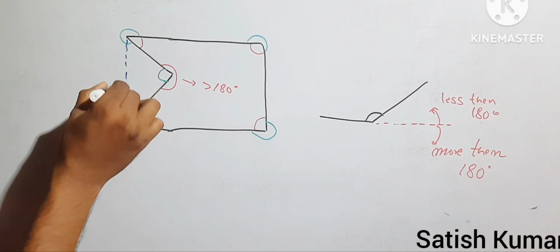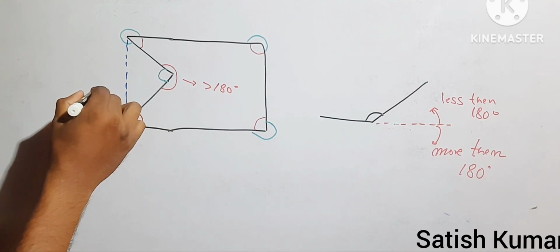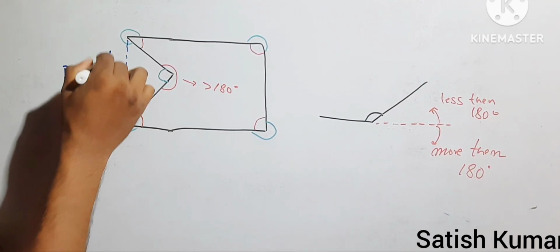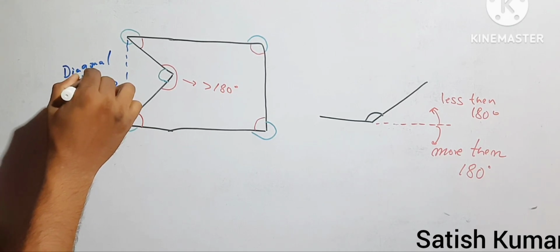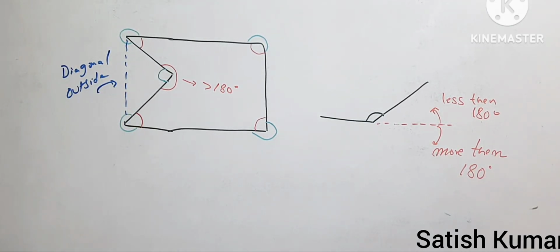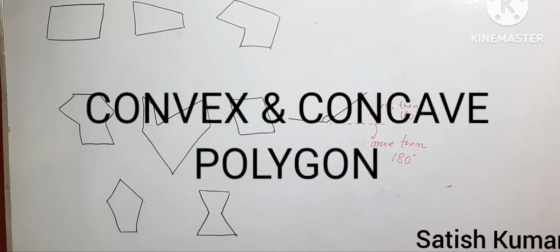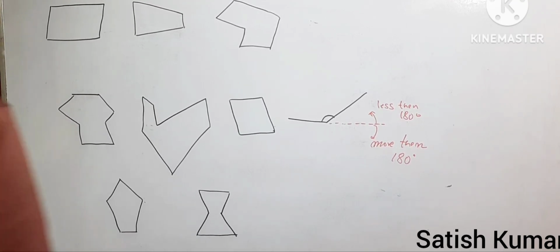So this is a diagonal. Okay, diagonal outside the diagram. Okay, the conditions are satisfied, so it's a concave polygon. Okay, so these are some of the questions which you need to do. Okay, means you need to identify whether it's a convex or concave polygon. We know the drill how to find out.